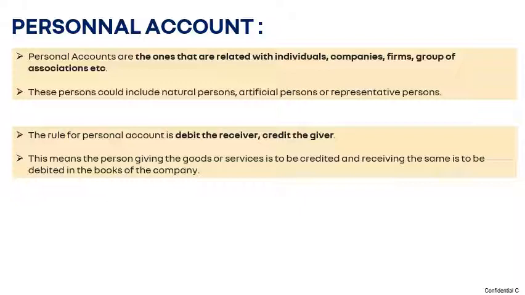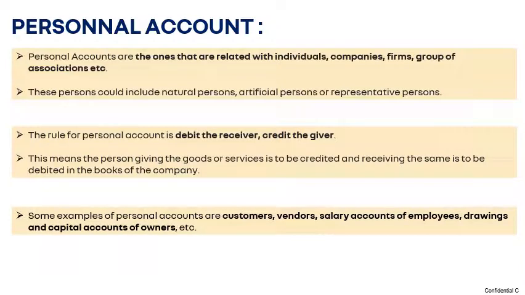The rule for personal account is debit the receiver, credit the giver. This is the golden rule of personal accounts. One should remember this. This means the person giving the goods or services is to be credited, and the person receiving the same is to be debited in the books of the company. The examples of personal accounts are customers, vendors, salary accounts, employees, drawings, and the capital account of owners. All are examples of personal accounts.